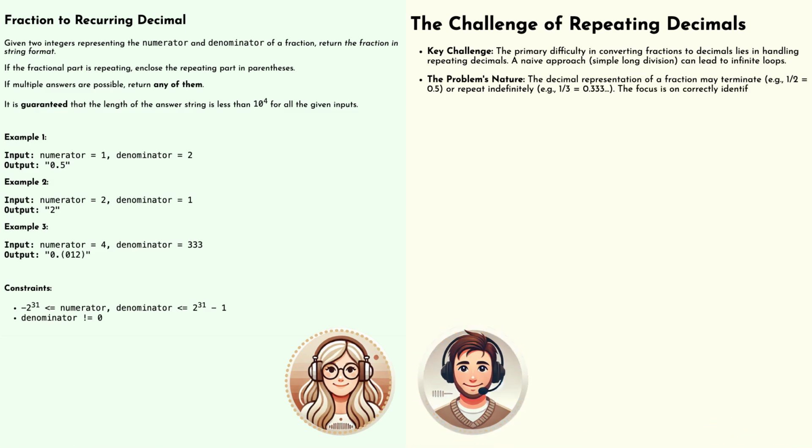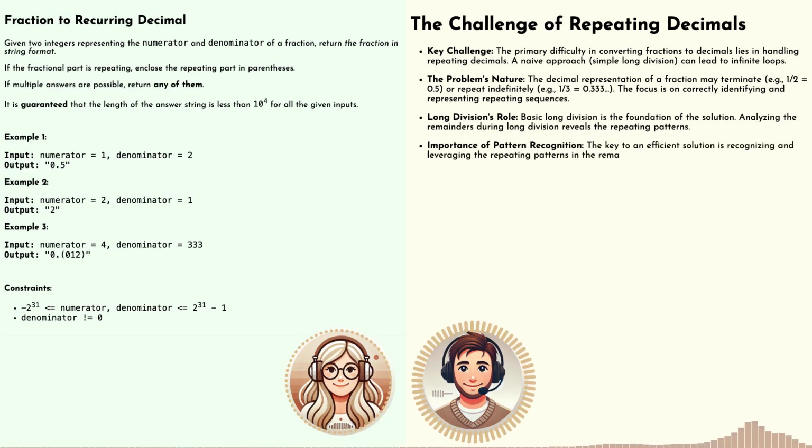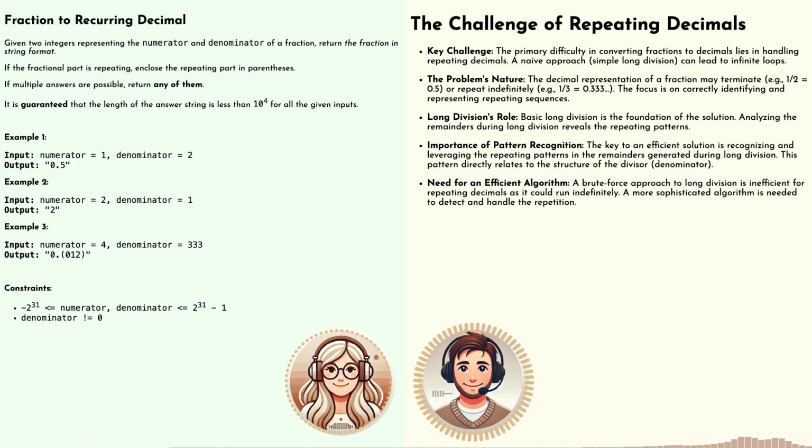You get 0.3333333 going on forever. Those pesky repeating decimals. If you're trying to code this conversion, you can't just let your program run infinitely, just spitting out threes. That's where things get a little bit interesting. We need a good way to handle those repeating decimals and represent them correctly.